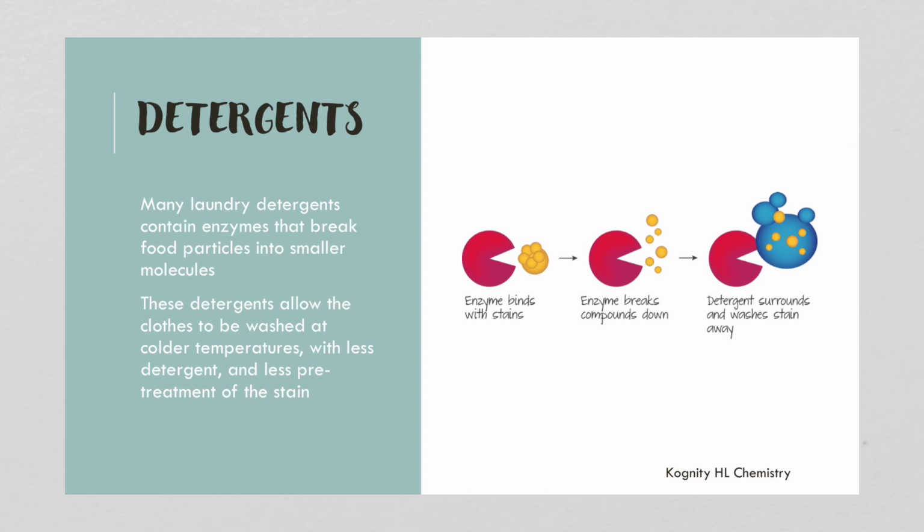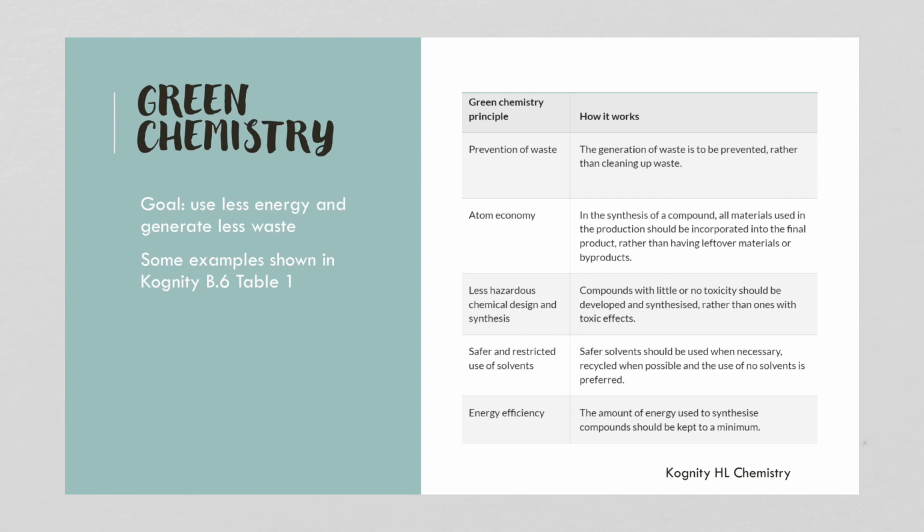So that's a benefit. So there's a concept known as green chemistry, and the concept of green chemistry is to use less energy and generate less waste. Some of those examples are shown in our Cogni option, section 6, table 1. One green chemistry principle is to just prevent waste in the first place. If you generate less waste, you don't have to clean up the waste. So that's good. The second one, which we'll look a little bit further at, is atom economy.